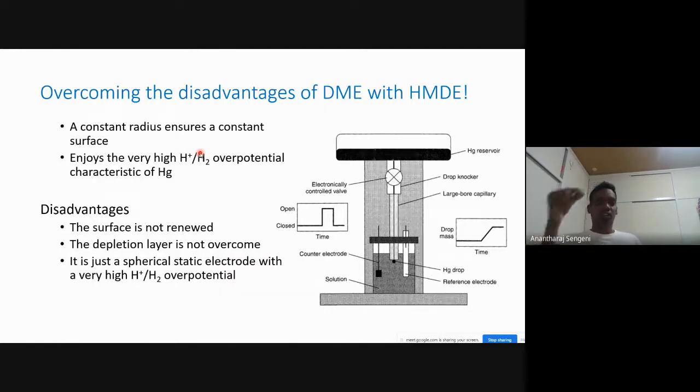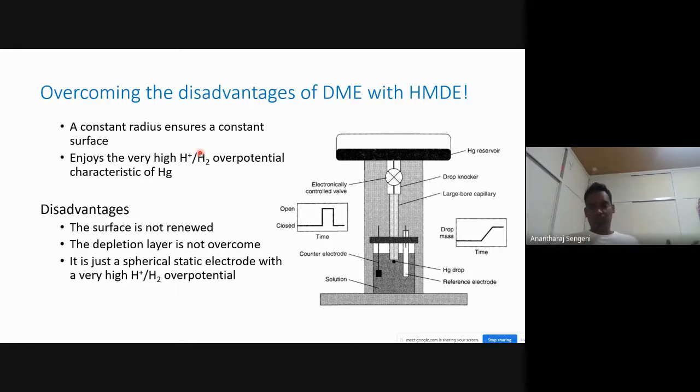But since we are just hanging a mercury drop, and we are not letting it fall, it is not overcoming the issues associated with the depletion layer, which is very common in conventional voltammetry. So it is just a spherical static electrode with a very high hydrogen overpotential. So you can study all the reductions with no issues of ever-increasing surface area and a huge background current contribution. These are the advantages of HMDE over DME.